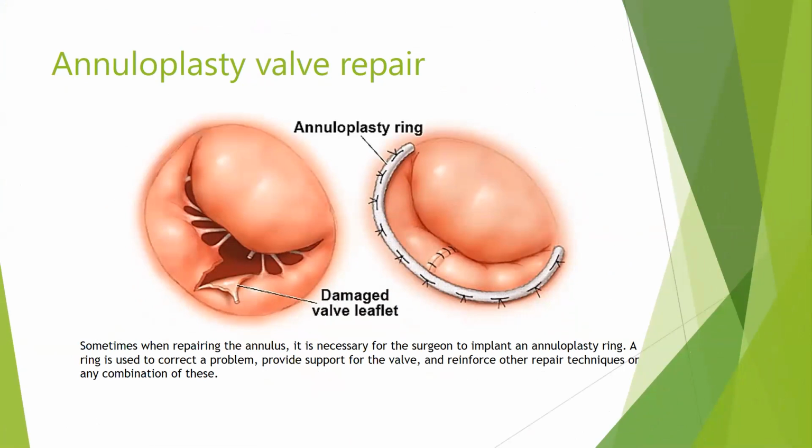And if you look right here, we see a damaged, where's my pencil? Kofke, you're going to make me learn. So looking right here, I'm seeing this damaged valve leaflet. So we have to fix it. And we need to repair that annulus ring. Remember that annulus is what holds that valve in place.